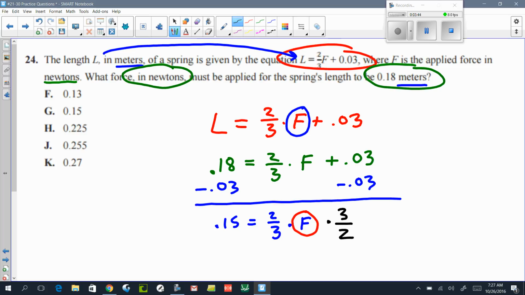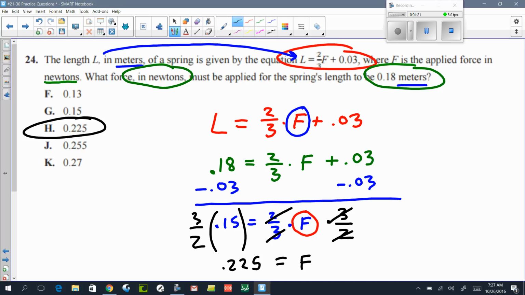So I'm going to multiply this side over here by the reciprocal of the fraction 2/3. I also have to then multiply this side over here by that same reciprocal. What happens on the right-hand side is 3's cancel, 2's cancel. So we can see that the force that we're looking for is equal to 3/2 of 0.15. 3/2 is 1.5. If I take 1.5 times 0.15, I'd look at that as 15 times 15, which is 225. So our answer here is H, which is 0.225. So the force required would be 0.225 newtons.